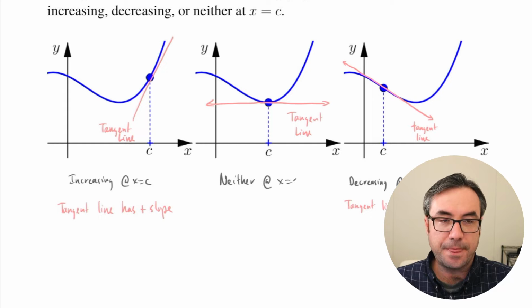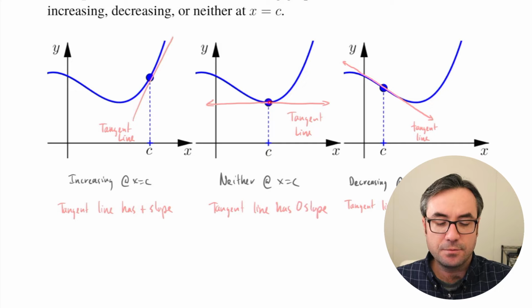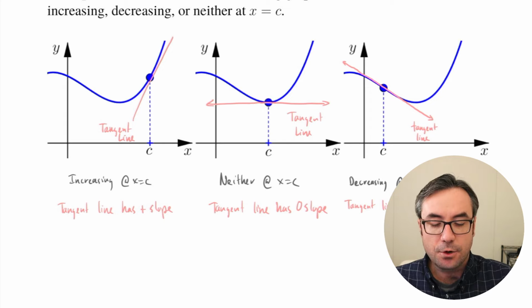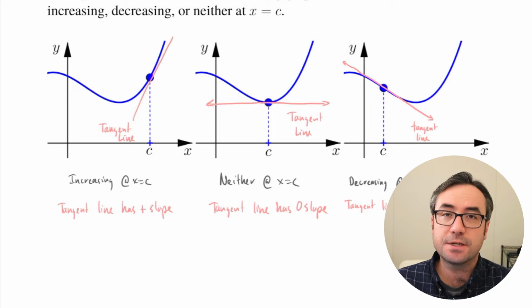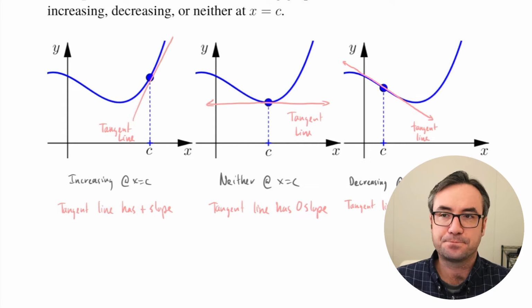So it's neither at x equals c, and that's because our tangent line has a zero slope. What's going on with our graph is that momentarily, just for a brief moment, as we're reading from left to right, the graph flattens out. At this point, it's not really increasing or decreasing. It's almost stationary, just flat there. So our tangent line has a zero slope.